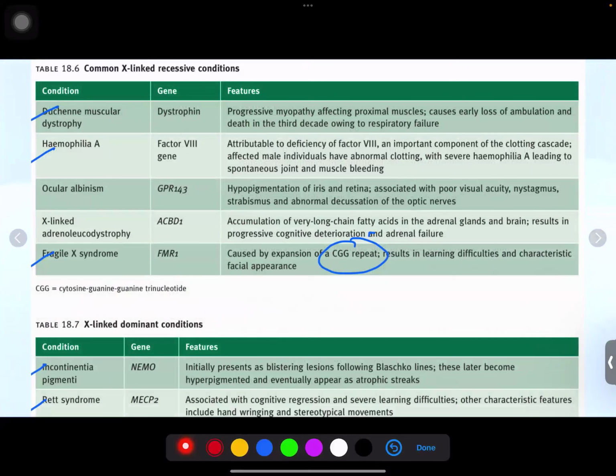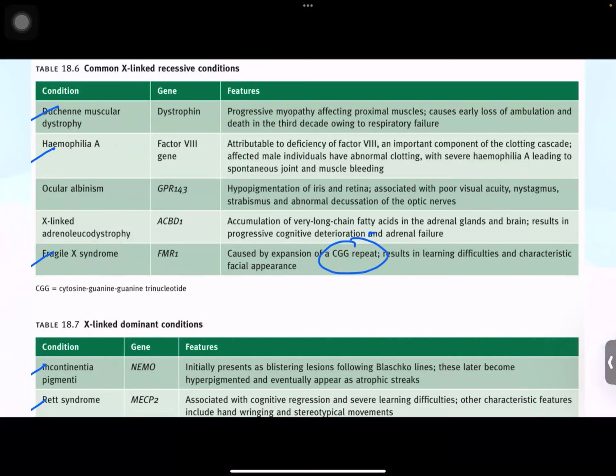Okay, these are X-linked recessive diseases. This is important: DMD, Duchenne muscular dystrophy. This is hemophilia A. It's important. I gave you this example. Then albinism, X-linked dystrophy, fragile X syndrome. It is important. What's the inheritance pattern of this X-linked recessive condition? And then there are a few X-linked dominant conditions: incontinentia pigmenti, Rett syndrome, and vitamin D rickets as well. 3 conditions.